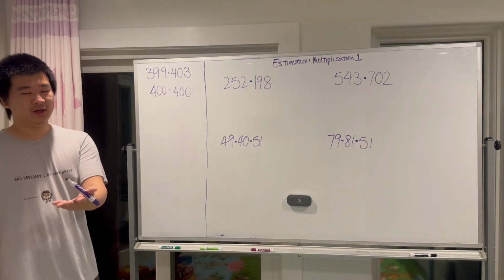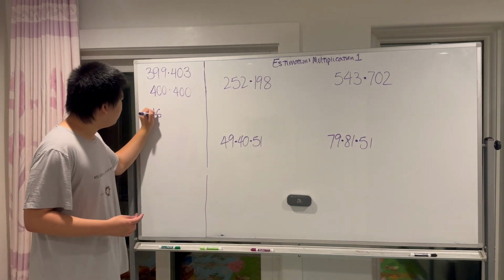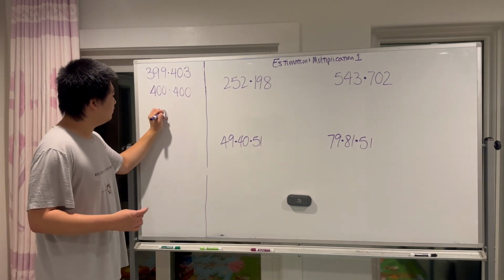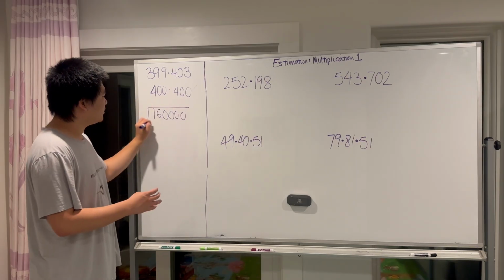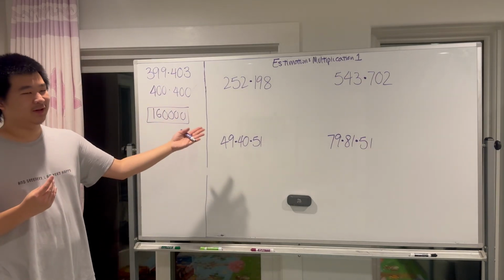Of course, with the multiplication, what we're going to do is just 4 times 4 is 16, and then we have 1, 2, 3, 4 zeros. So this is what we write down as our answer. Not so bad, right? Well, it's pretty much the same for the other problems.